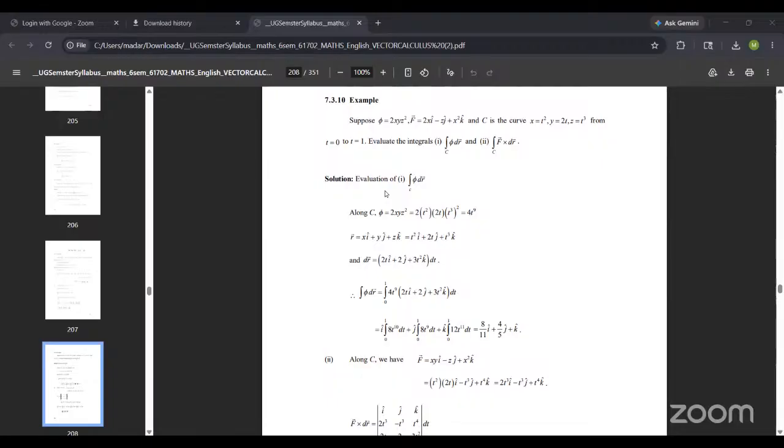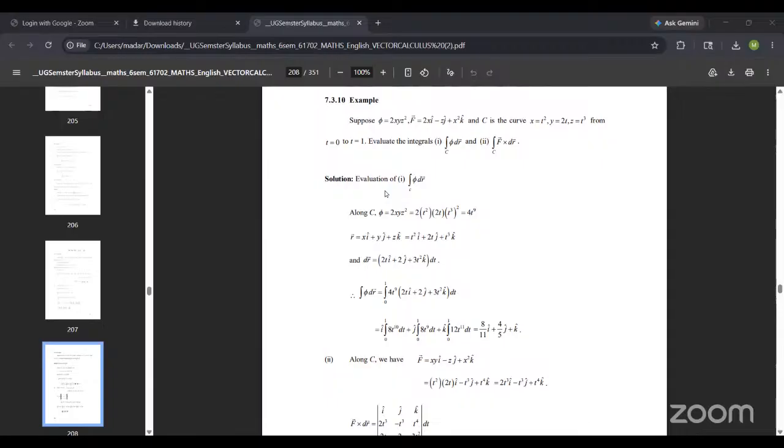So integral of φ dr from 0 to 1 is 4t power of 9 and 2t i plus 2j plus 3t square into dt. So thus we are getting i 8t power of 10 into dt, j 8t power of 9 into dt and k 12t power of 11 into dt. So after the integration we are getting 8 by 11 i plus 4 by 5 j plus k.